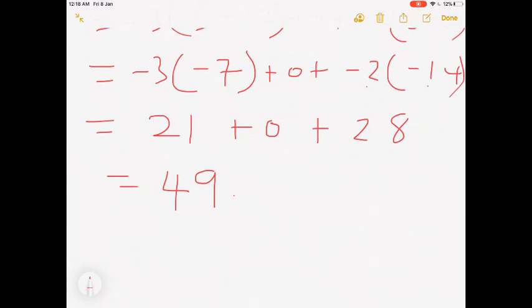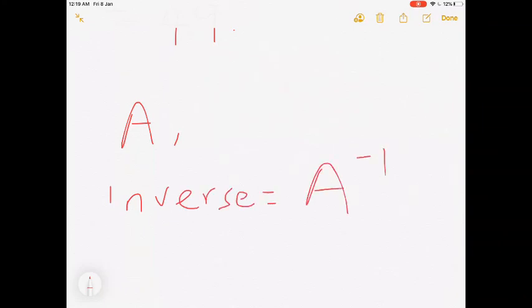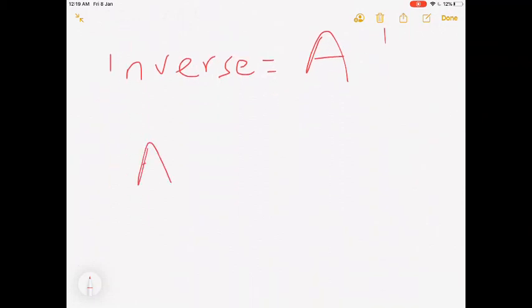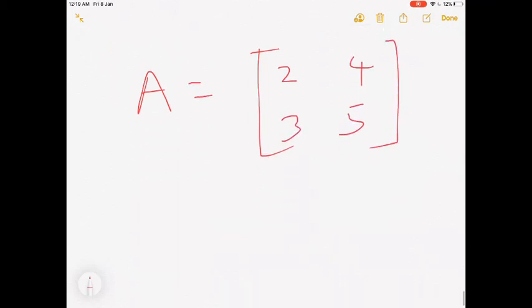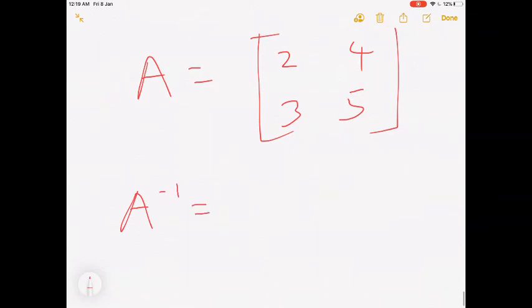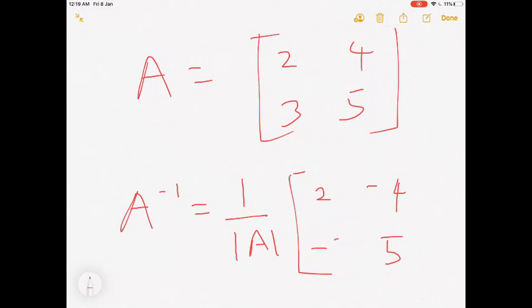Finally, finding the inverse of a matrix. When you are asked to find the inverse of a matrix A, the inverse is written this way, as in the reciprocal of A, or A raised to the power minus 1. So assuming you have the matrix 2, 3, 4, 5, to find the inverse of A, it becomes 1 over the determinant of A times the matrix, but in a fancy way. 2, 5, you negate the 4, you negate the 3.